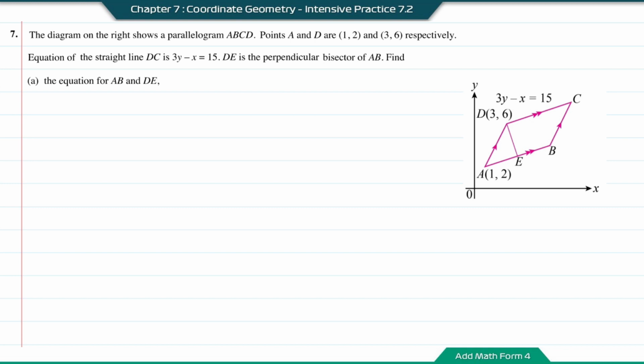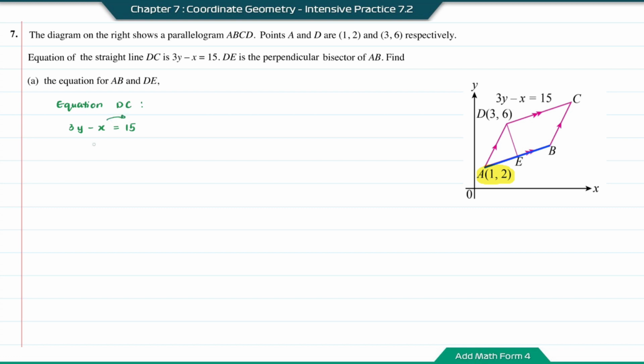To form the equations, we just need the coordinates of any point on that straight line with its gradient. For the straight line AB, we already know the coordinates of the point A, so we just need to find the gradient of AB. As AB is parallel to CD, they have the same gradient. So here we're going to convert the equation DC into gradient form, which is y equals mx plus c.